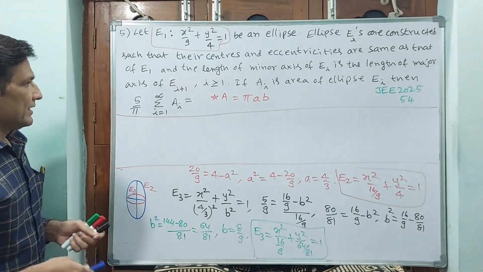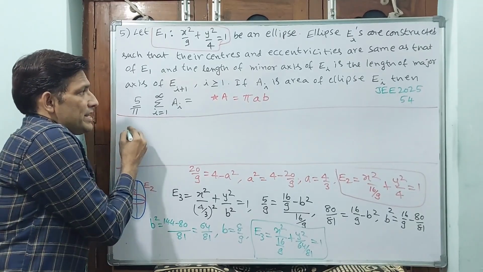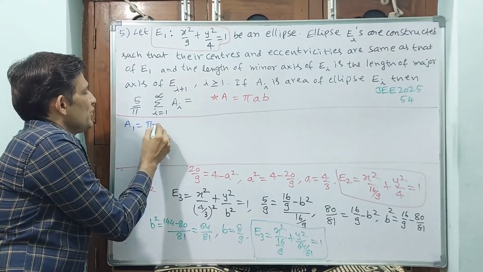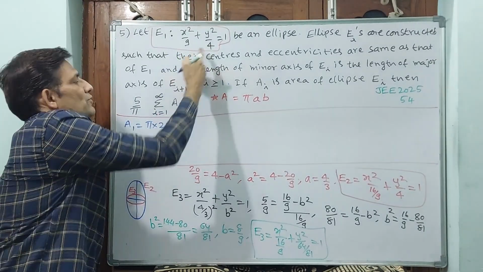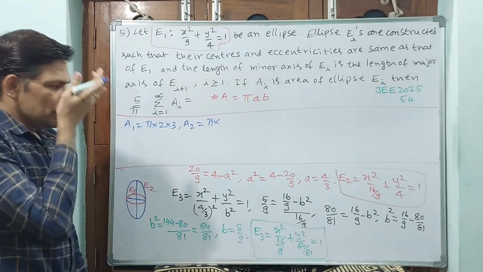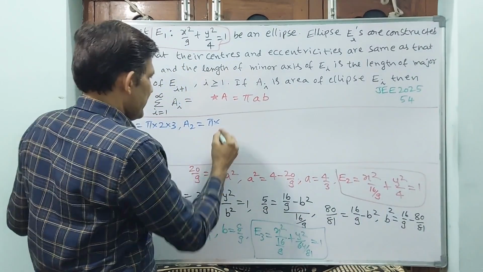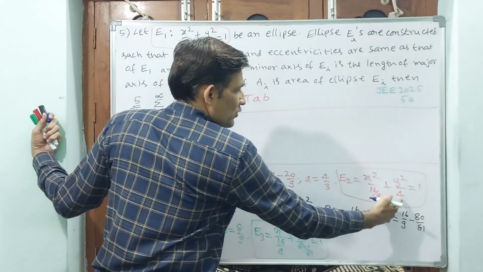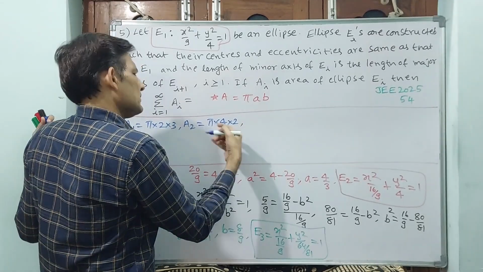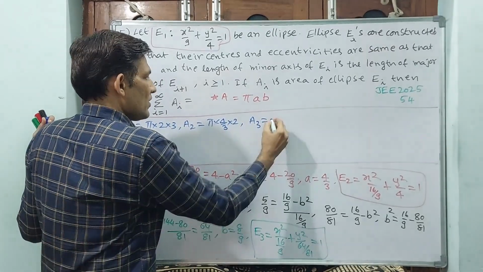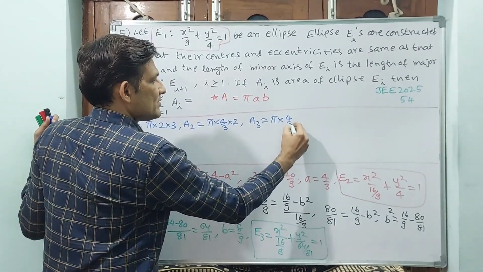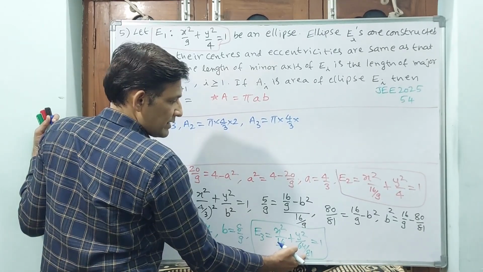Now, blue I will take. See, area 1 is equal to pi into 2 into 3. Why? Because 3 into 2, AB. Comma, area 2 is equal to how much? Pi into, see, 4 by 3 into 2. Okay, that means 8 by 3. Let it be. Area 3 is how much? Pi into, see, this is 4 by 3, 8 by 9.